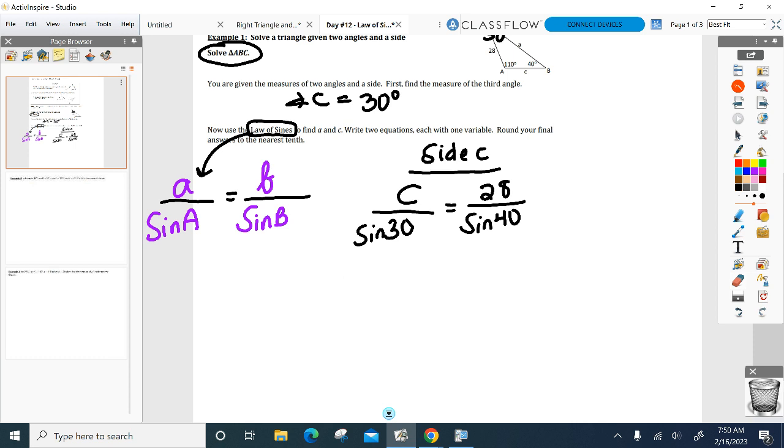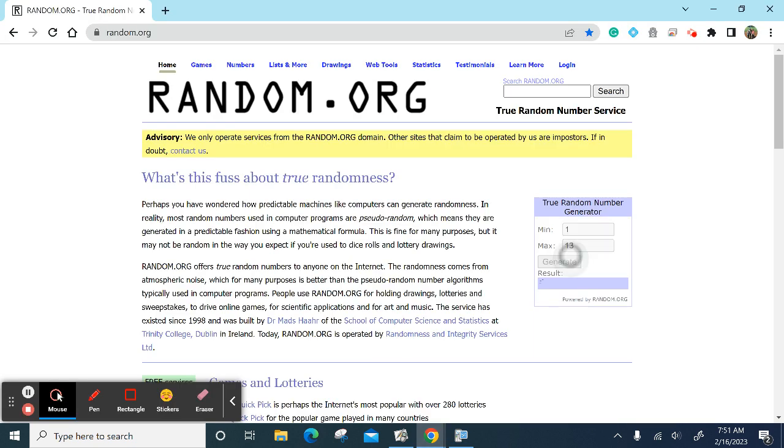So C times the sine of 40 equals 28 times sine 30. All I did was cross multiply the means and extremes. You guys have been through it. How do you think I get C by itself now on the left side? How do I get C by itself?